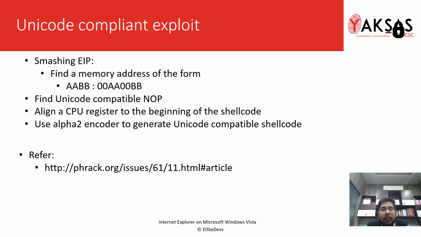In order to write a Unicode compliant exploit, we will first have to find a memory address that looks something like this. We'll only need to send these 2 bytes and these will be converted into this memory address wherein 00 is prepended in front of both bytes. Then we'll need to find a Unicode compatible NOP which essentially will help us in continuing our execution flow without affecting the state of the registers. And then we'll need to align the CPU register to the beginning of our shellcode, and we'll generate a shellcode using msfvenom, but we'll encode it using Alpha 2 encoder to generate the Unicode compatible shellcode.